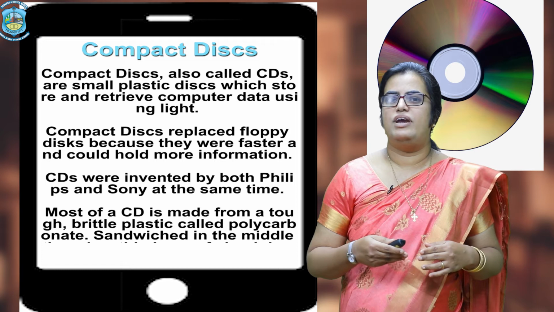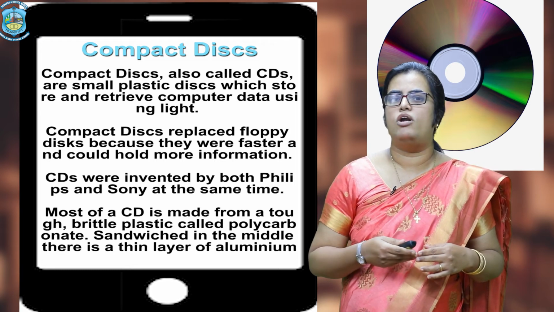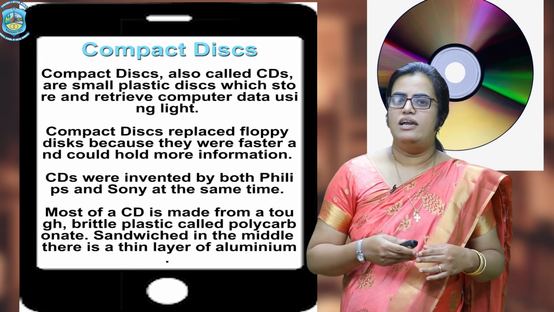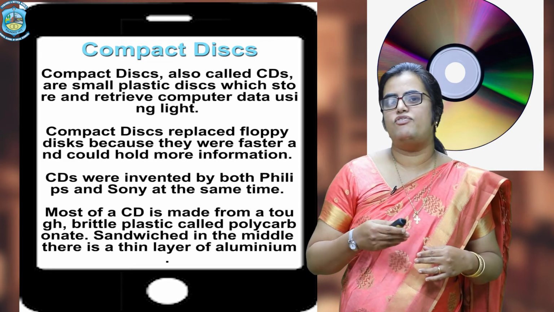Most of a CD is made from a tough brittle plastic called polycarbonate. Sandwiched in the middle, there is a thin layer of aluminium. Finally, on the top of the aluminium is a protective layer of plastic and lacquer. A CD is shiny on one side and dull on the other. The dull side is usually used for labeling, which tells about the contents of the CD. Its shiny surface is made so that a laser beam can bounce off the disc and read the information stored on it.